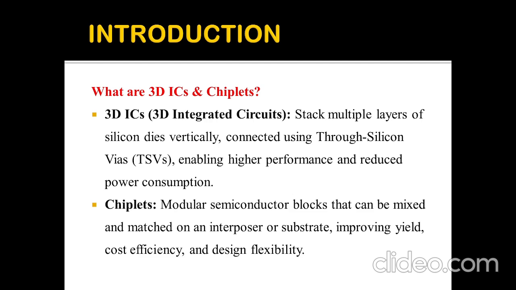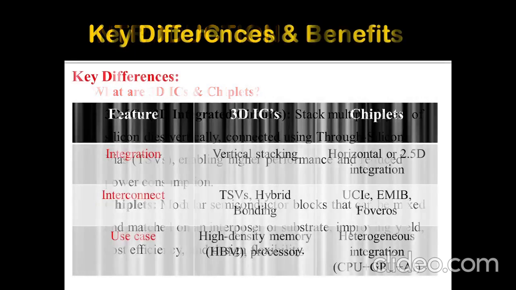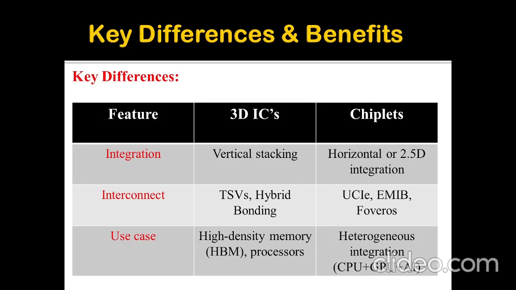Coming to chiplets, they are modular semiconductor blocks that can be mixed and matched on an interposer or substrate, which improves the yield, cost efficiency, and design flexibility. So let us check the key differences and the benefits between 3D ICs and chiplets.